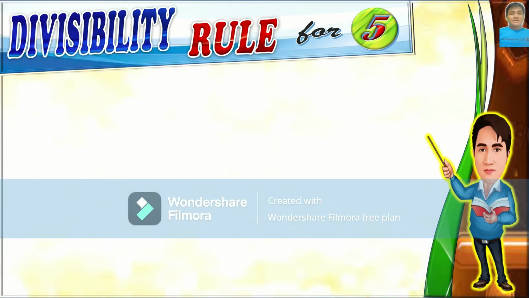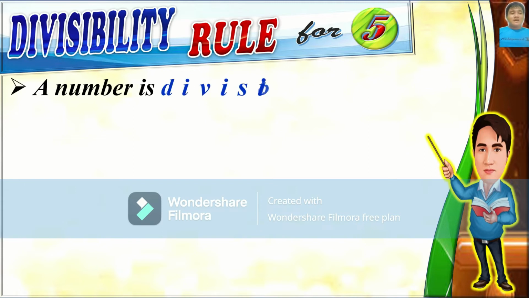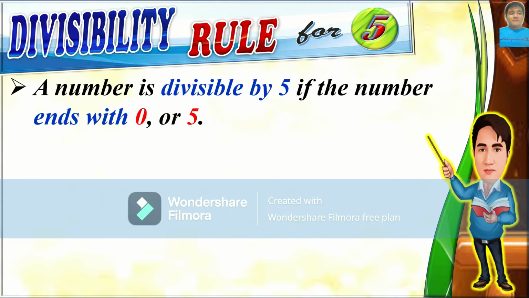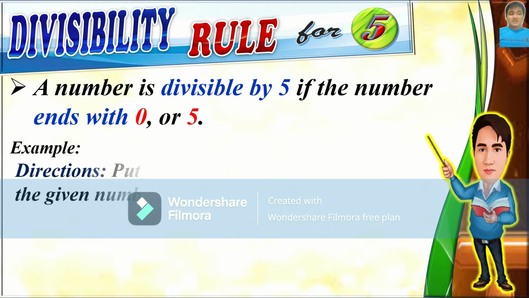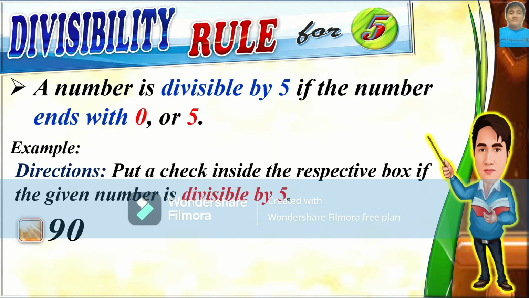Okay, let's move on to the divisibility rules for 5. It is stated that a number is divisible by 5 if the number ends with 0 or 5. It means we are also going to focus on its last digit, whether it ends with 0 or 5. So, is 90 divisible by 5? Very good, yes, because it ends in 0.